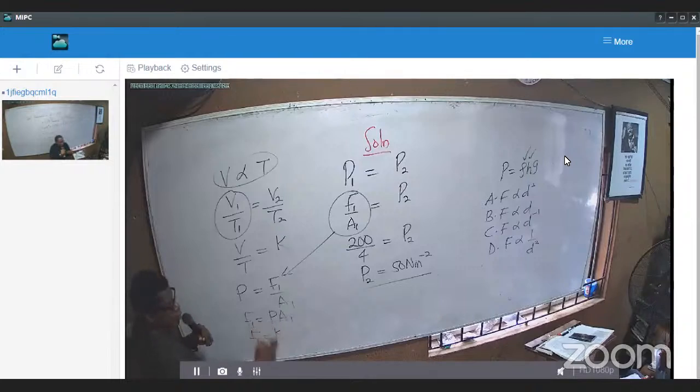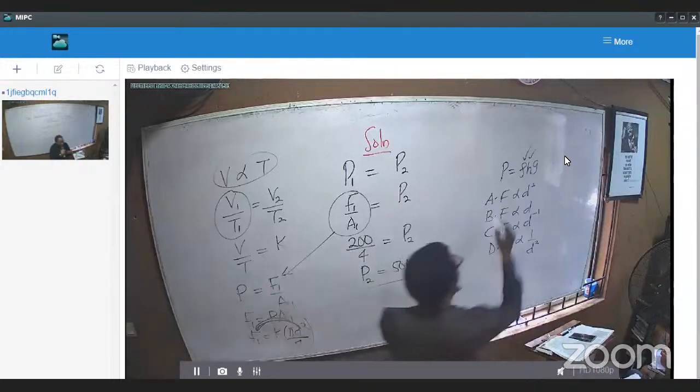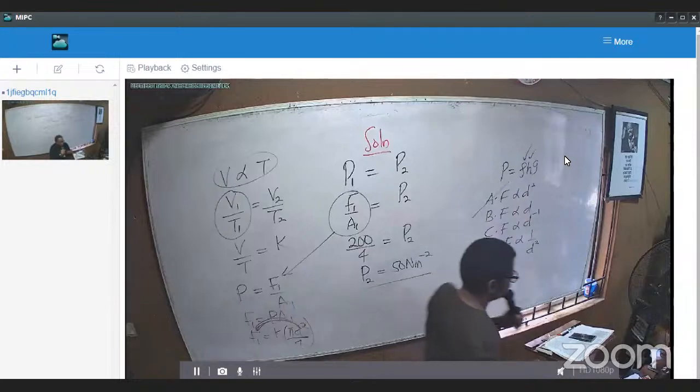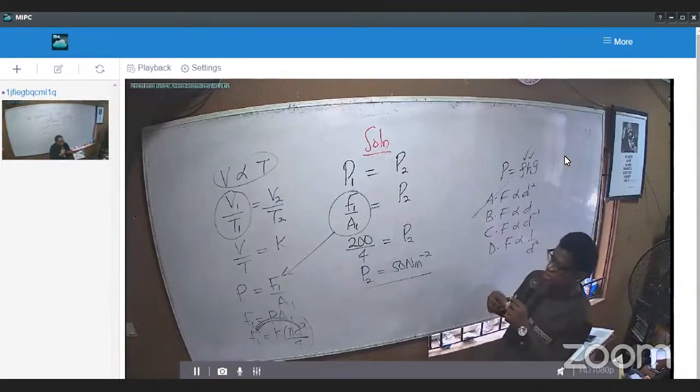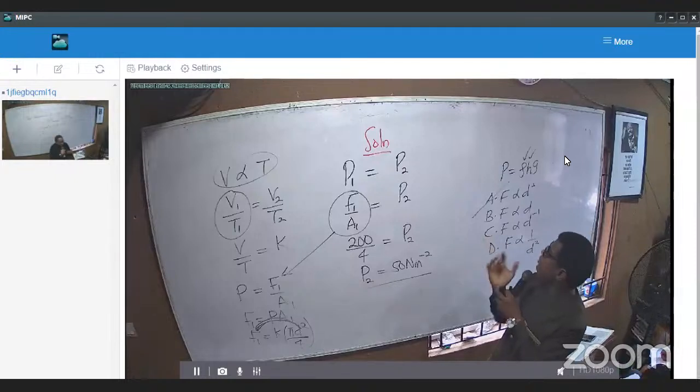What is the formula for the area of a circle? Pi D squared over 4. Thank you, my dear. Look at it. So what's the relation between force and diameter now? What is the answer? All of you missed it except 4 people. So you can see there are some questions you may think you know but you don't know. So analyze it very well.